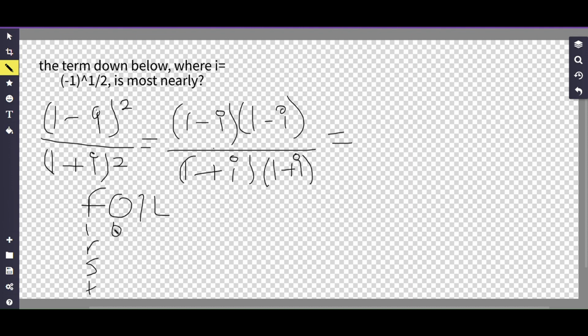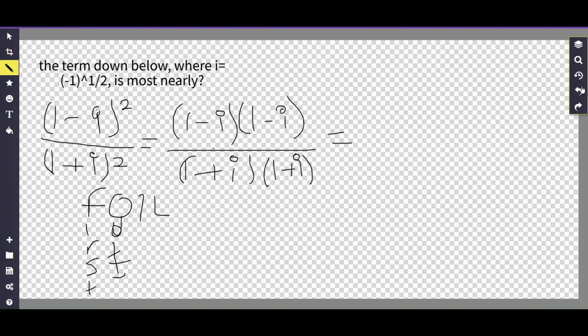outer, inner, and then last. So keeping that in mind, sorry, I drew that wrong. Your first, your outer, your inner, and then your last. And that's how you would FOIL. And you just have to do that for the top, the bottom, and go about your day.